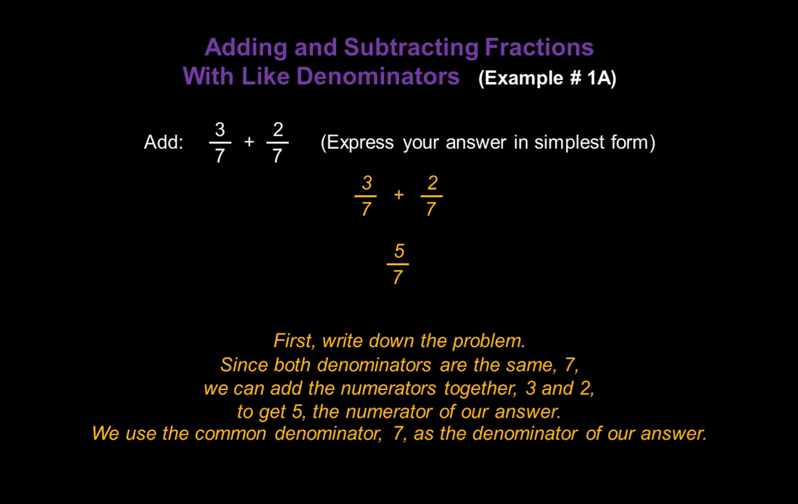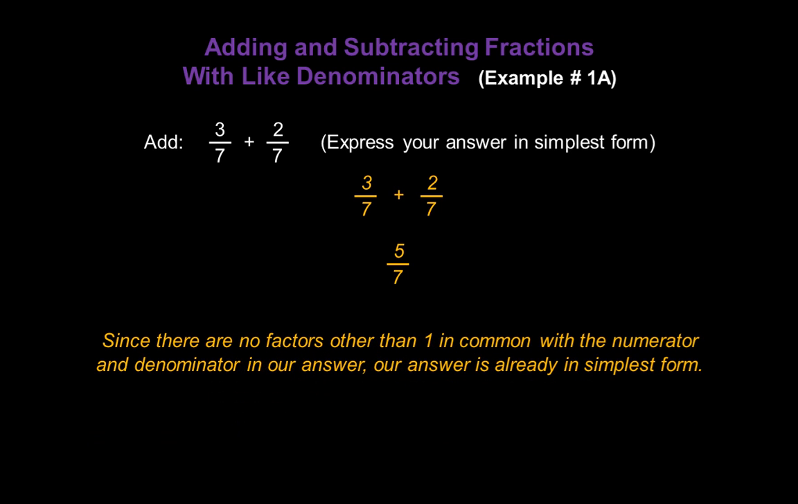Now take a look at 5/7. Can we reduce that fraction? Since there are no factors other than 1 in common with the numerator 5 and the denominator 7, our answer is already in simplest form. So the answer is 5/7.